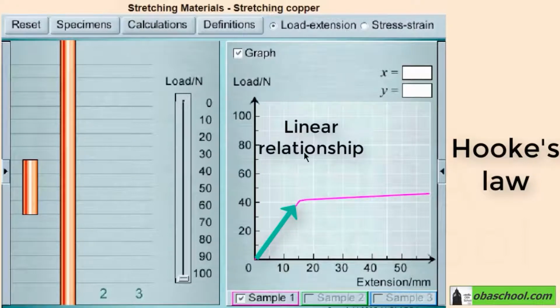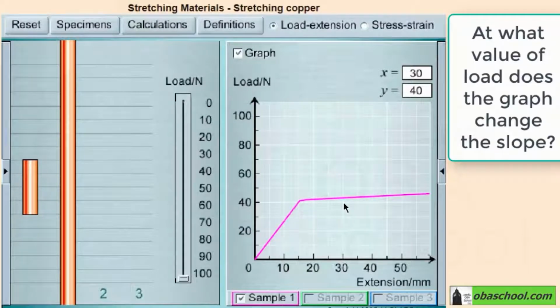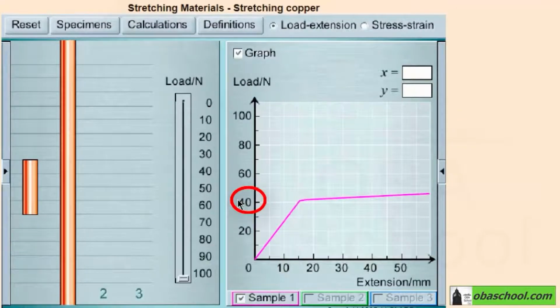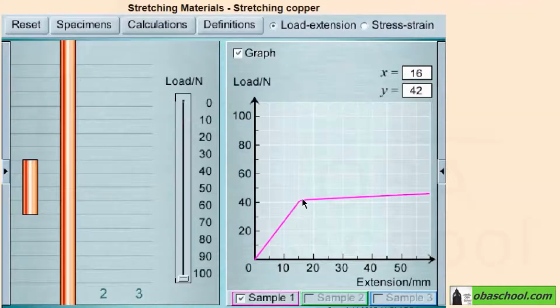And then, at this point, there's a change in the graph. So at what value of load does the graph change the slope? Yes, at 40 newtons. What happens to the behavior of the specimen at this point? Exactly, it becomes much easier to stretch the specimen. So with a little load, the specimen extends significantly.